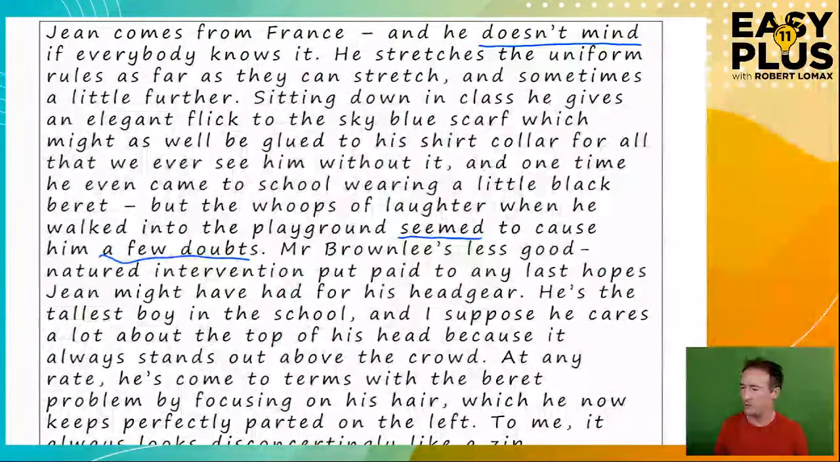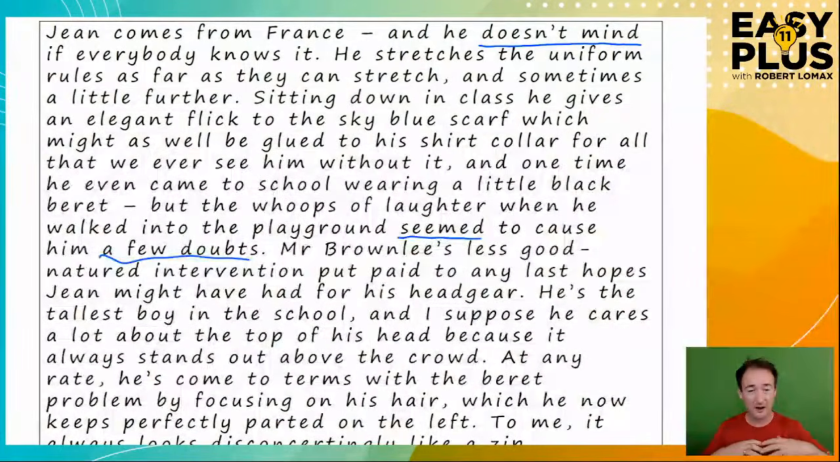Are these people laughing at me? Why at me? Could it be my hat? But no, it's not possible. And so you get a sense of somebody who's thinking that way, someone who really struggles to imagine that the world could be looking at him from any point of view apart from sincere admiration. And the children laughing at him put paid to any last hopes Jean might have had for his headgear.